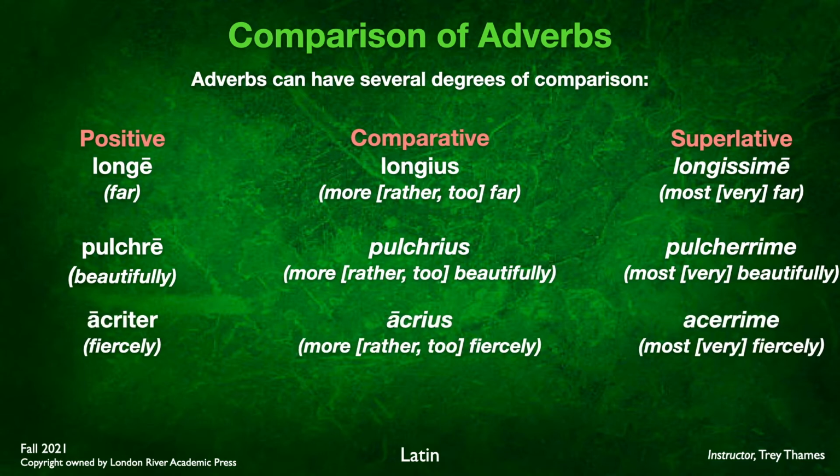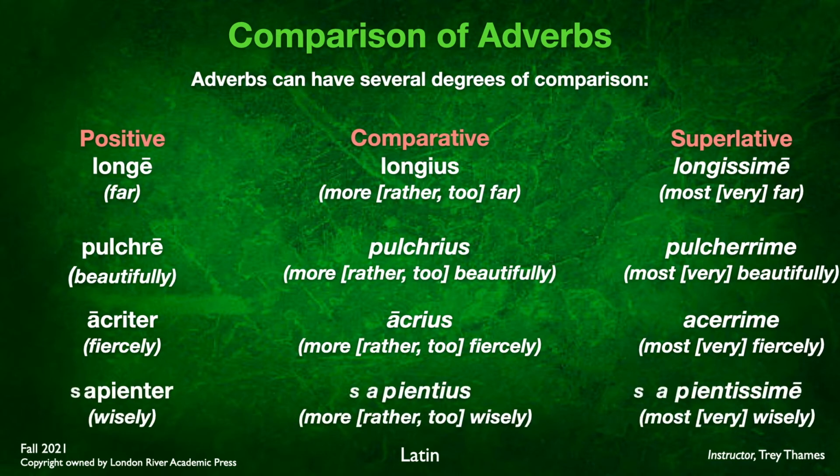Another example here, acriter, from acer, acris, acre. This word means fiercely, acriter, as an adverb. Remember, we took the stem acr and added an iter, so it's acriter. And we're going to take that same stem acr and add an ius, so it's acrius, more fiercely, or rather, or too fiercely. And again, we're going to take the acer, again the masculine form of that adjective, and add a rime, so it's acerrime, most fiercely or very fiercely. And then one final example here, sapienter.